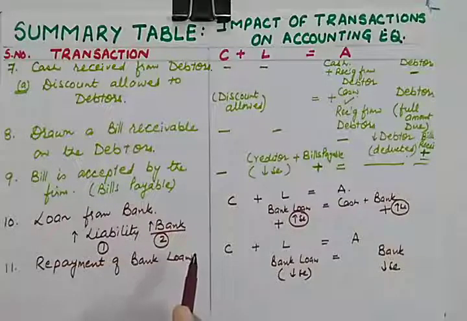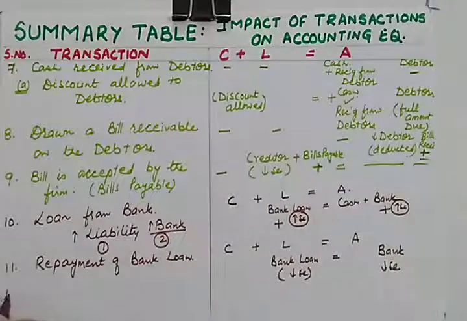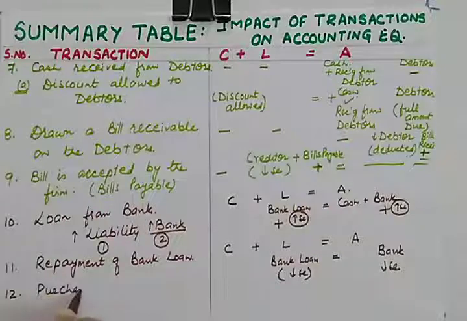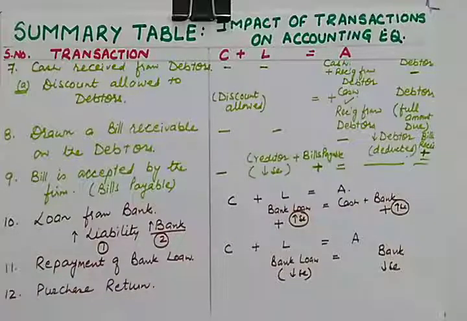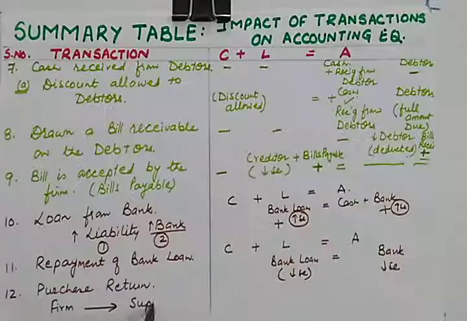Now let us do the next transaction. Next transaction is related to purchase return. So what will happen in case of purchase return? Purchase return means the reason can be any, the goods are not as per the specification. Firm is returning goods. See, this should be very clear what is happening in case of purchase return. Firm or our business is returning goods to the supplier.